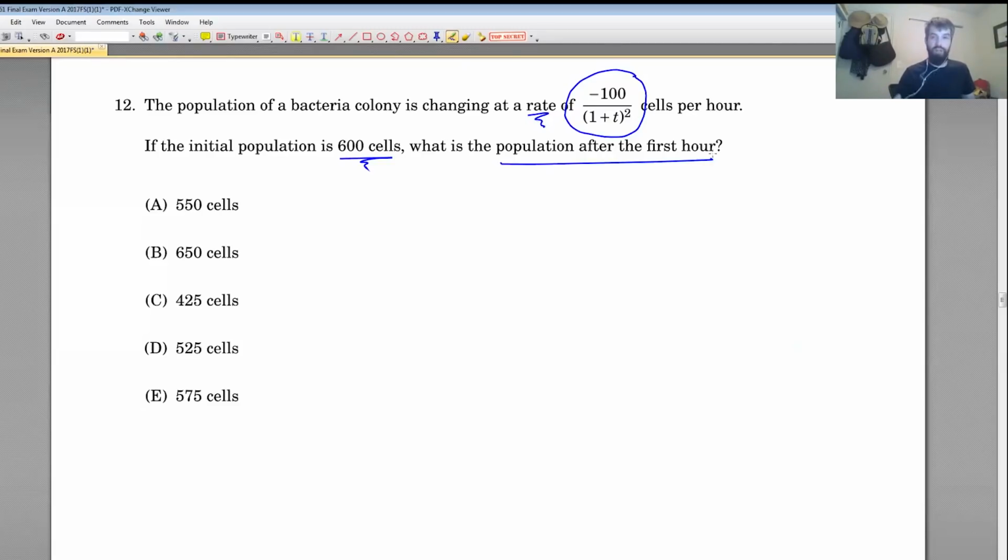So the formula that we use for when it is not the net change, it's the final population, so 600 plus whatever the net change is going to be. So the formula is going to be 600 plus the integral from 0 up to 1 of whatever this rate of change is, minus 100 over 1 plus t squared dt. Okay. And that's going to be equal to the final population.